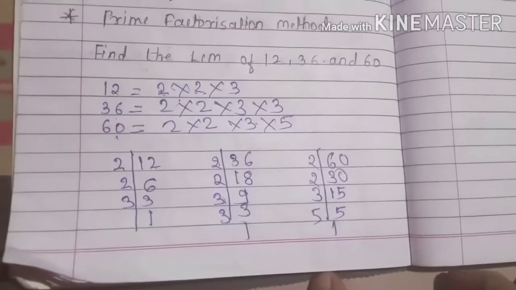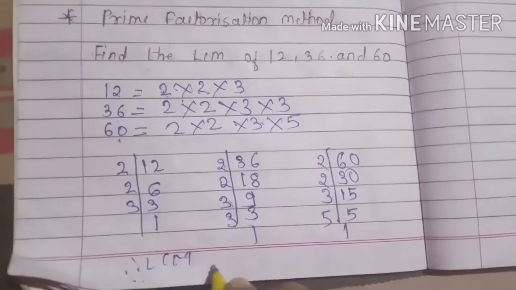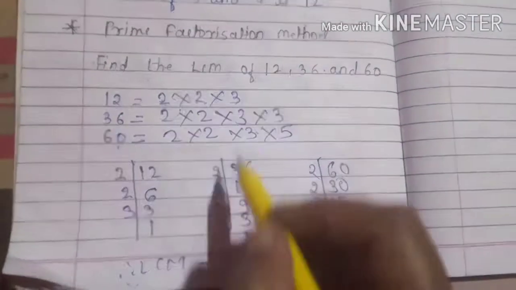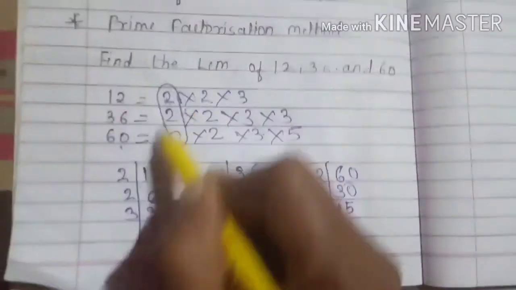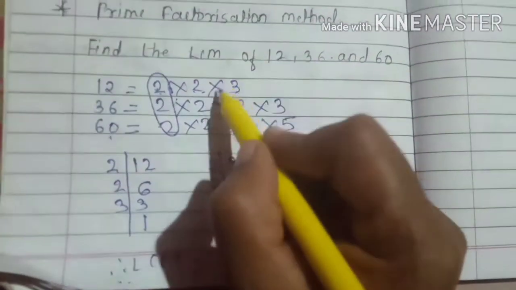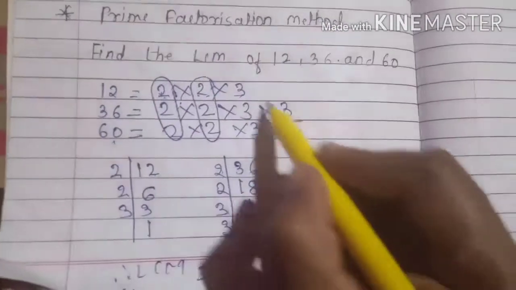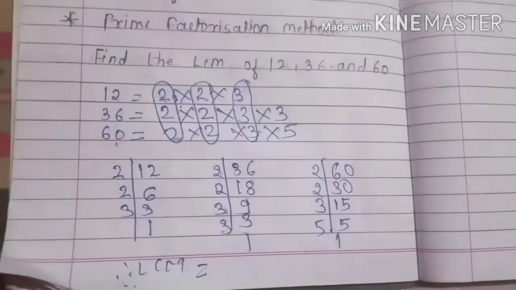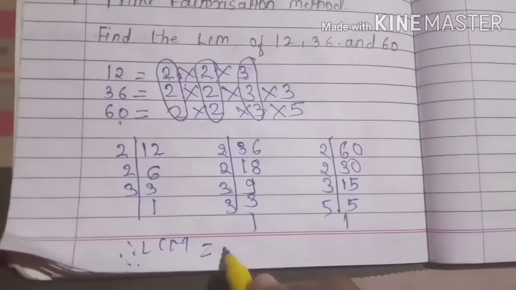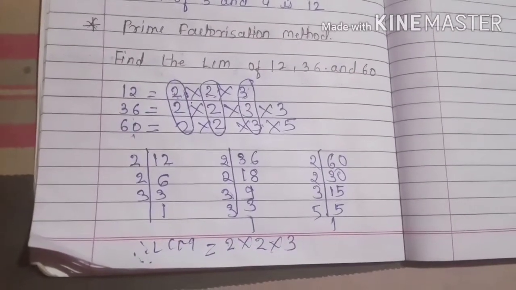Now for the LCM, the next step is again you have to find out the common numbers. So see here, this 2 is present in all these 3 lines, so it is common. Again 2 is present in all the 3 lines, it is common. Then 3 is present in all the lines, so it is also common. So write down these first: 2 into 2 into 3. This much you know about in HCF.